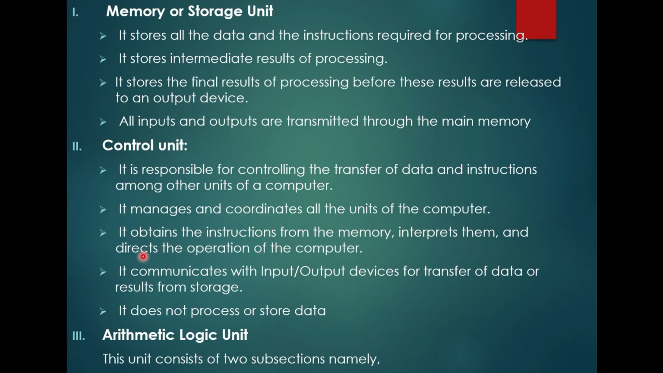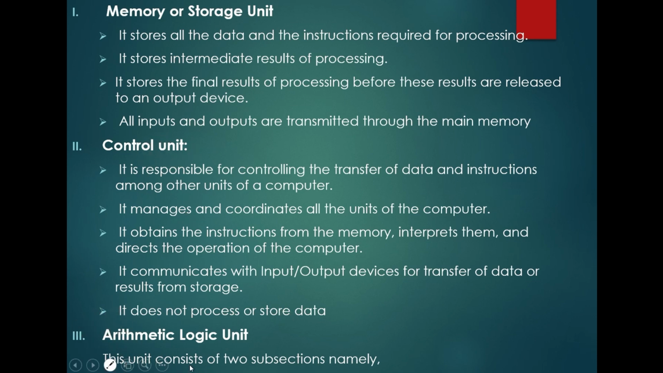There is not much to discuss about this control unit, but it is important to know a little about it. If you want to print an output, you have to communicate with the input and output devices. For this, we use the control unit. It acts as an intermediate, like a mediator, to communicate with input and output devices. It does not process or store. As I said, it is an intermediate or mediator. So it does not process or store any data.